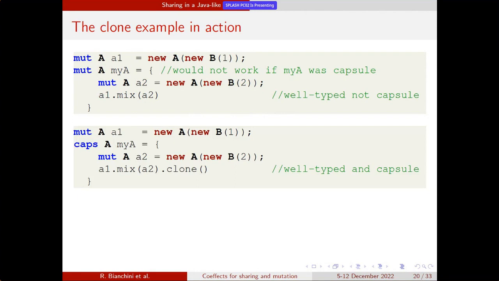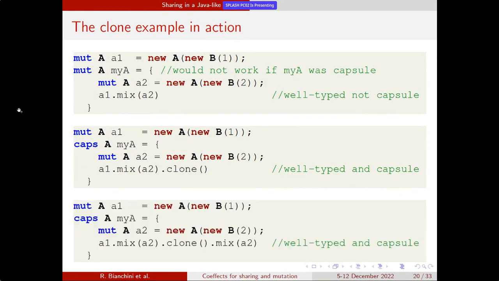However, if I simply add the dot clone, well, now it's compiling. Dot clone gives me a capsule result, and so I can call it here, and thus I can update here and write capsule. And now, what happens if I mix it again with A2? Most systems will get quite confused here, because a mix gives me a mute back, right?